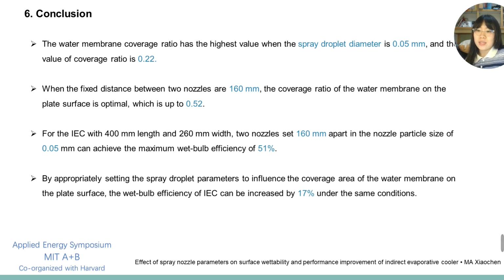And then, for the IEC with 400 length and 260 width, two nozzles set 160 millimeters apart with a nozzle particle size of 0.05 millimeters can achieve the maximum wet bulb efficiency of 51%. And last, to summarize, by appropriately setting the spray droplet parameters to influence the coverage area of the water membrane on the plate surface, the wet bulb efficiency of IEC can be increased by 17% under the same conditions.